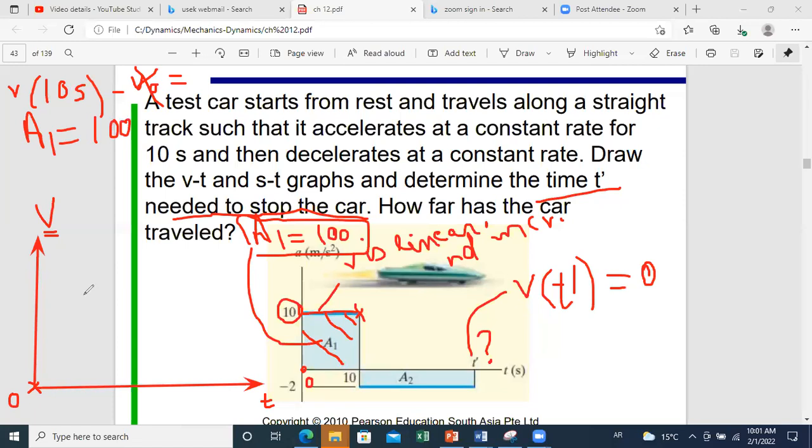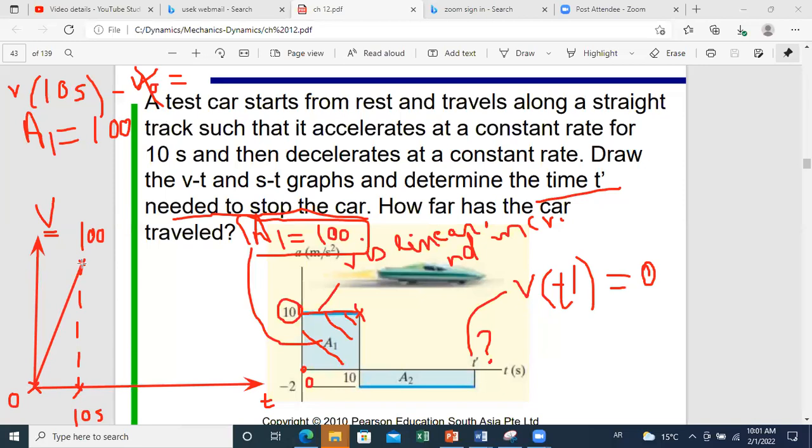Now I can place my second point. This is t equal 10 seconds, which corresponds to a velocity of 100. So I can just put the point here. Let's say this is 100 meters per second. Now since I have 2 points, and I know the variation is linear, I just have to match these 2 points. And I get the variation of velocity in phase 1.